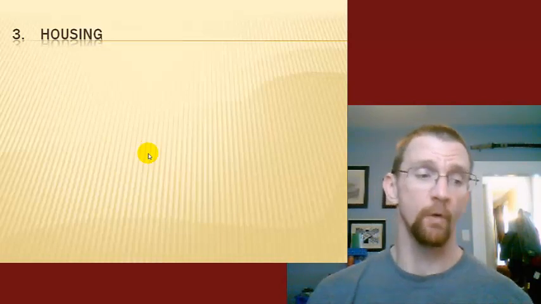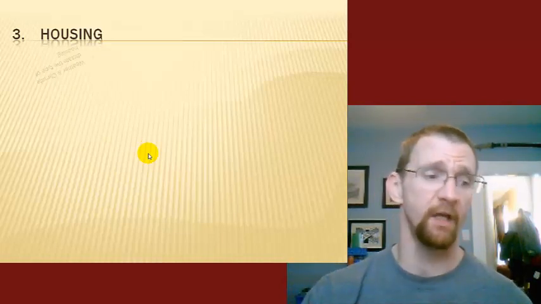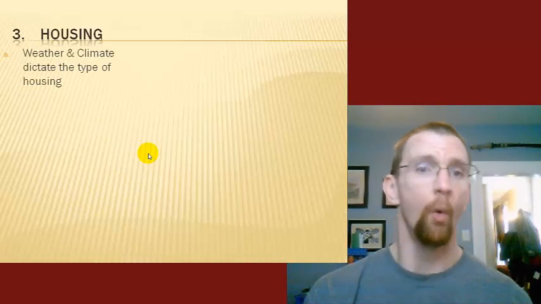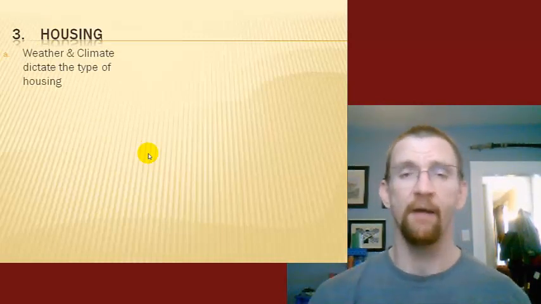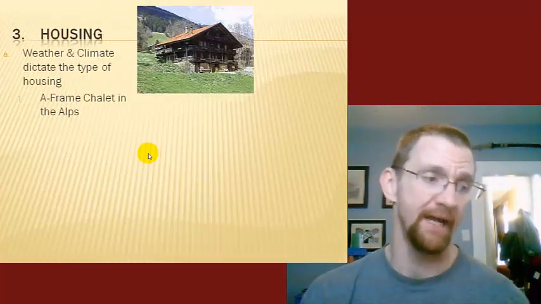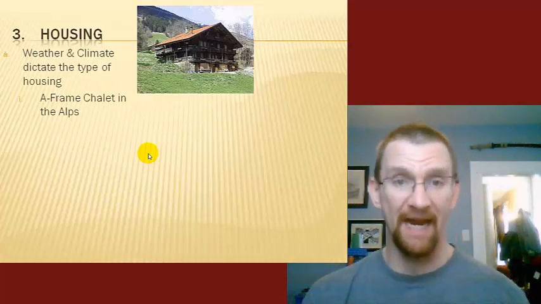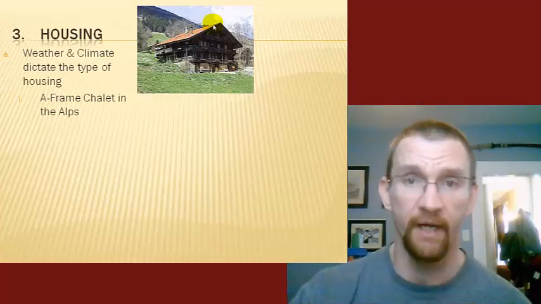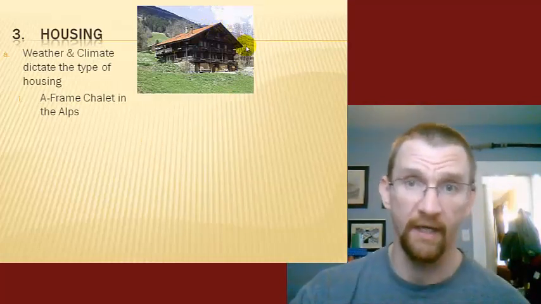So what I want you to do now is think about and look at that building right down there. Weather and climate dictate the type of housing that you're going to live in. For example, this is called an A-frame chalet. That's the picture in your notes. An A-frame chalet has this big wide roof, so snow goes sliding off the roof.